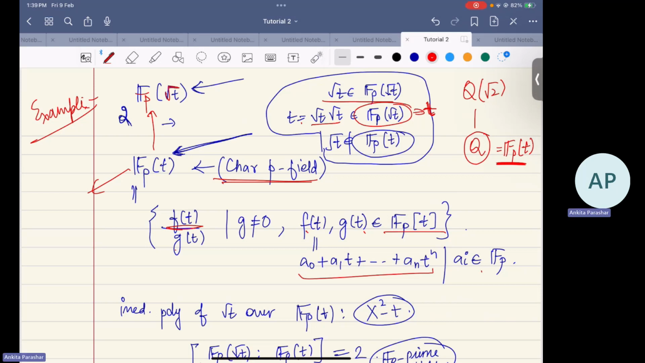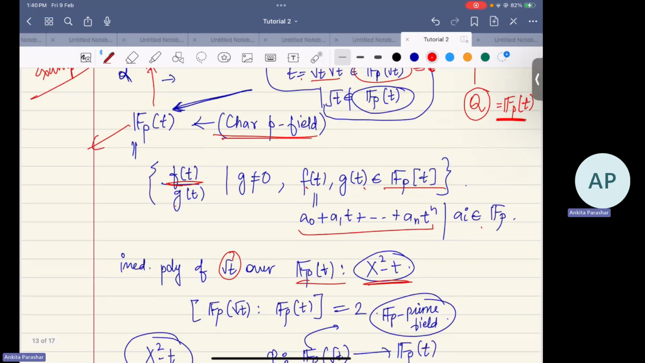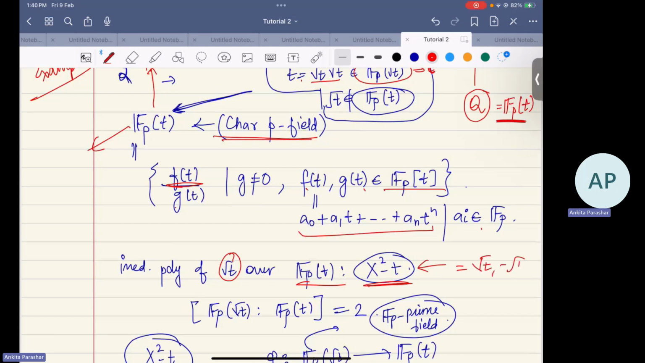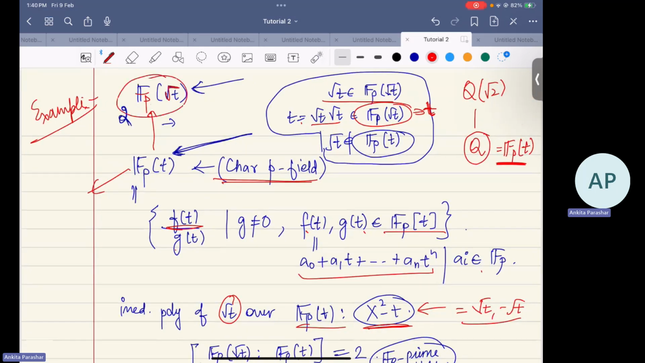Now the irreducible polynomial of your root T over FP(T) is nothing but x squared minus T. It's simple to see, right? So therefore the degree of your extension is 2. So we do have an extension of degree 2 over a characteristic P field. Now can we check for this particular field whether it is a normal extension and whether it is a Galois extension? These are two questions now. Let's look at its polynomial. X squared minus T is the polynomial. Its roots are root T and minus root T, and both roots lie in your field. Therefore, indeed, it is a normal extension.